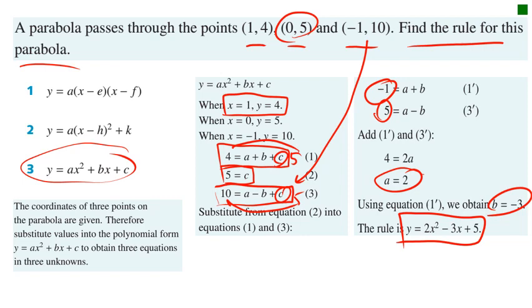So even though we might know a, we might know b, we might know what c is equal to, we're not finished until we finally write down what the actual equation is, or what the rule is, because that's what the question has asked us to do. Answer the specific question.